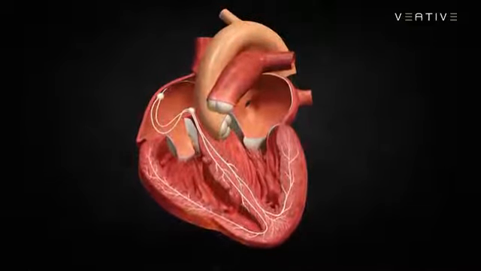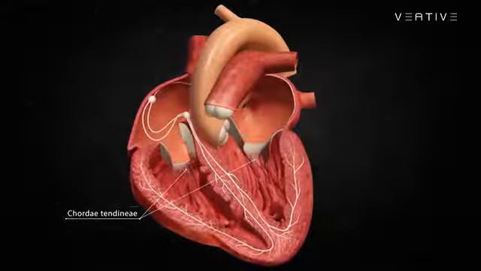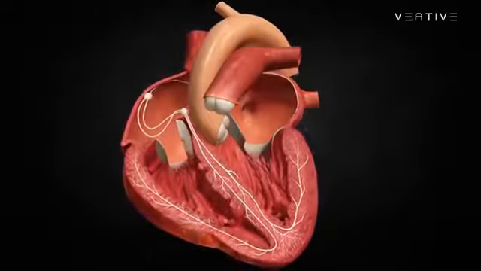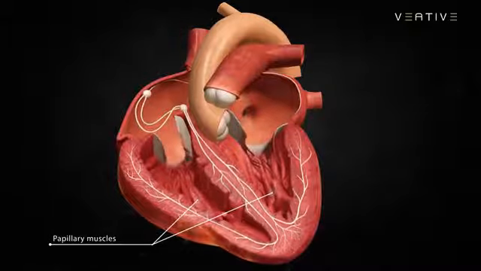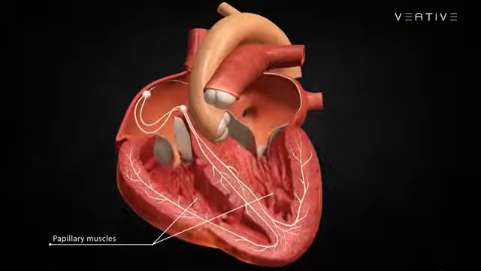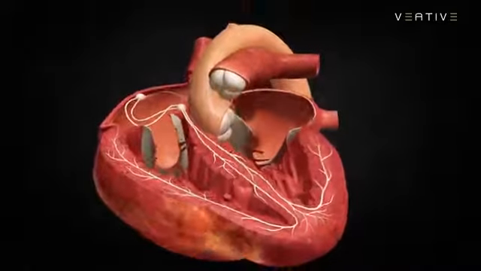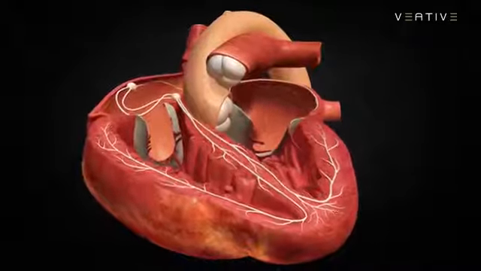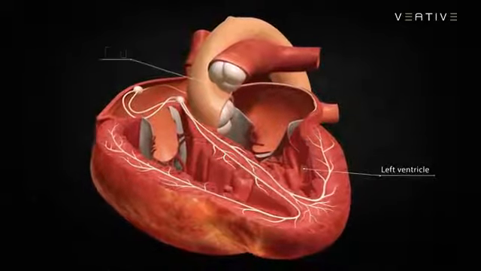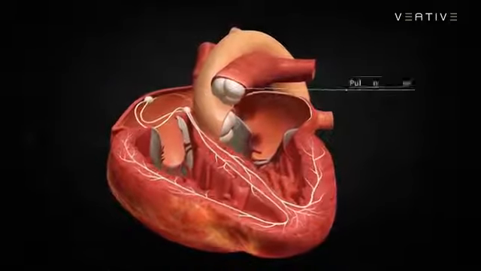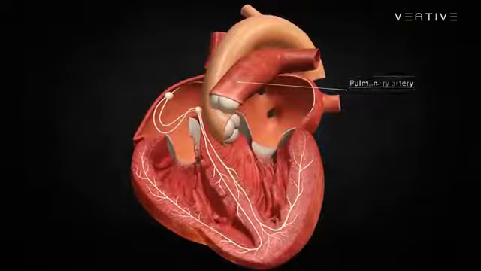The cusps of these valves are attached to a fibrous tissue called the chordae tendineae, which is further connected to the papillary muscles of the heart. The contraction and relaxation of these muscles helps open and close these valves. Another important valve of the human heart is the aortic valve, which is situated between the left ventricle and the aorta. And the pulmonary valve is situated between the right ventricle and the pulmonary artery.